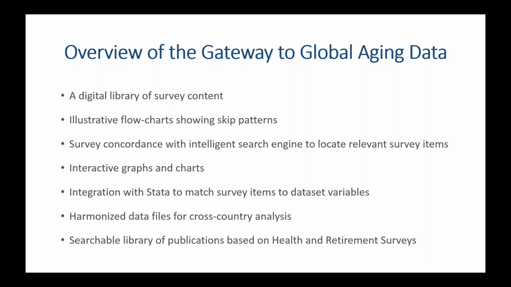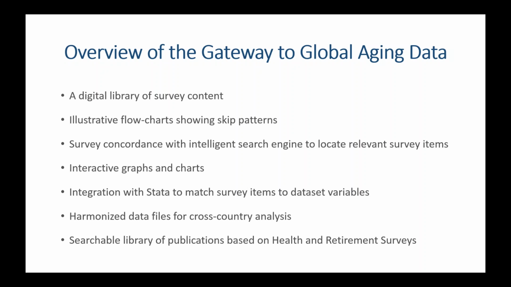And the latest tool we've built into the Gateway is a searchable library of publications based on health and retirement studies. So if you're doing a literature search and you want to say, well, who else has looked at cognition using SHARE data or using JSTAR data for Japan, you can search that quite easily.